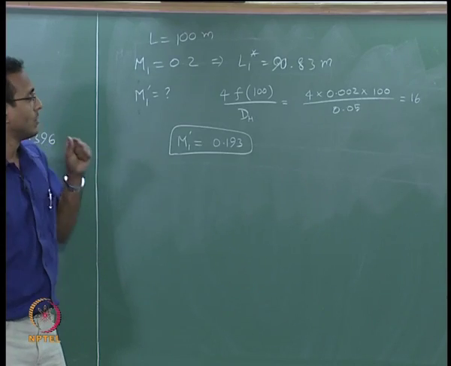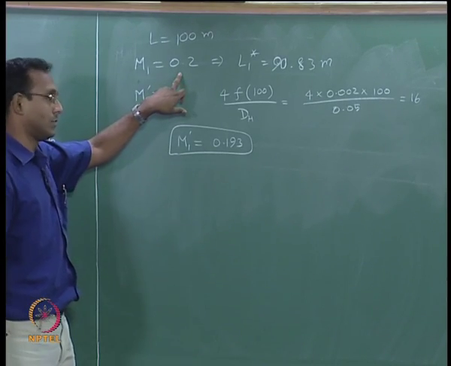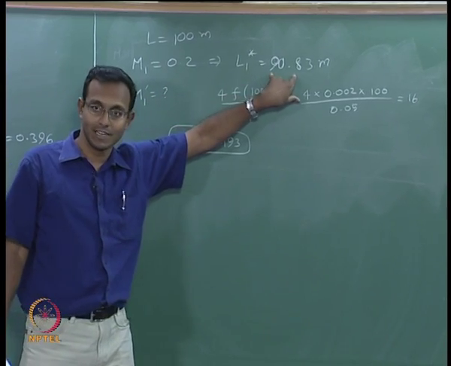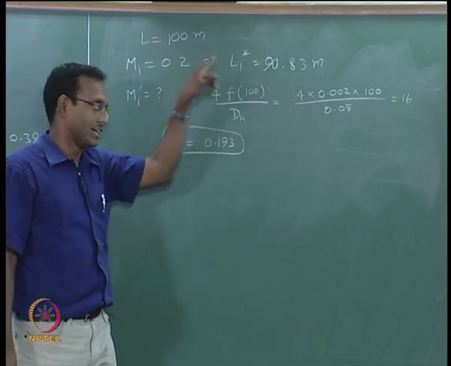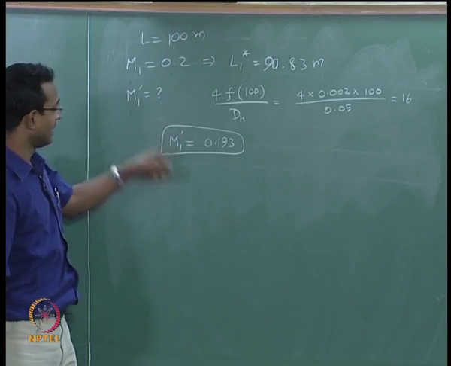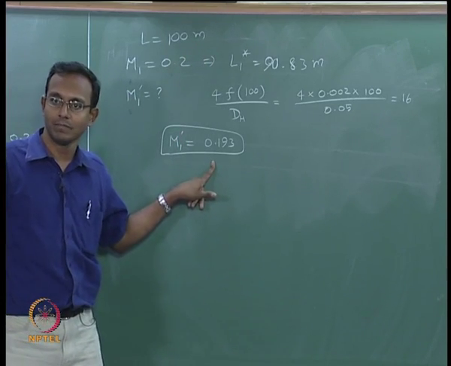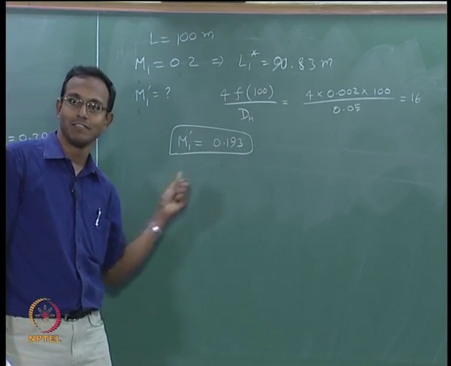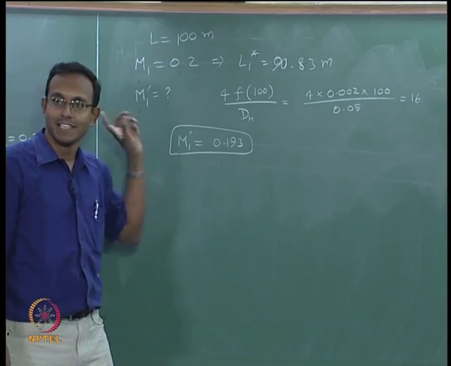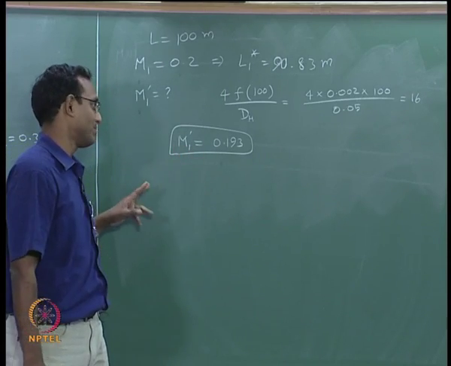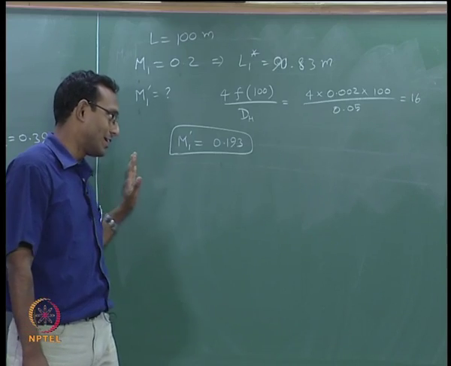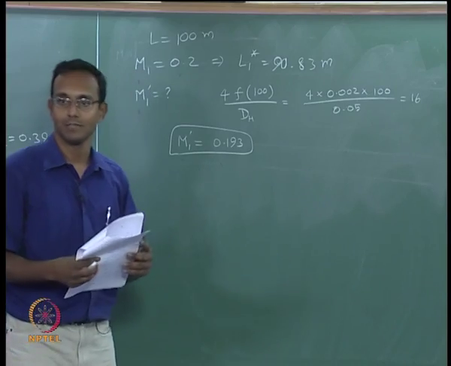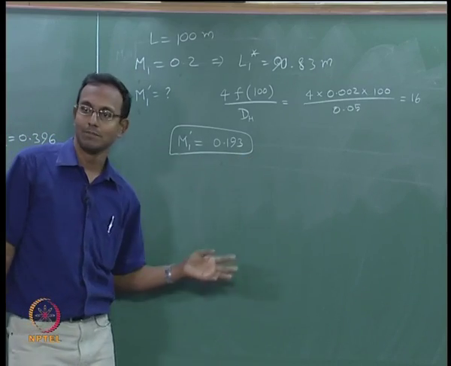So I started with 0.2, but since the length is more than this length, the flow immediately got adjusted to M at the inlet being 0.193, and after that it is just a simple Fanno flow, the condition where it is just choked. At the exit it is M equal to 1, very nice problem. So it just goes slowly increasing Mach number and eventually it will go to a point where it is M equal to 1. If you want to find any other variable, I am sure you can find out.